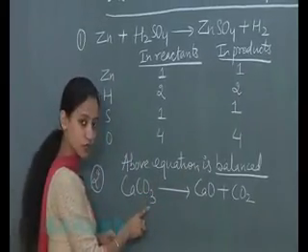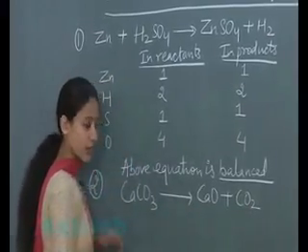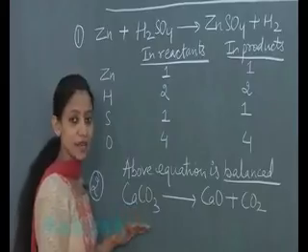3 atoms of oxygen in the reactant side, 1 plus 2 atoms of oxygen in the product side. That means this equation is a balanced equation.